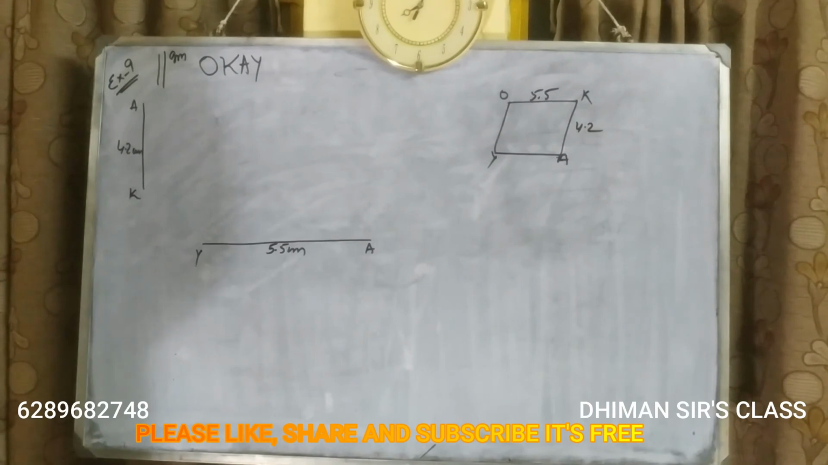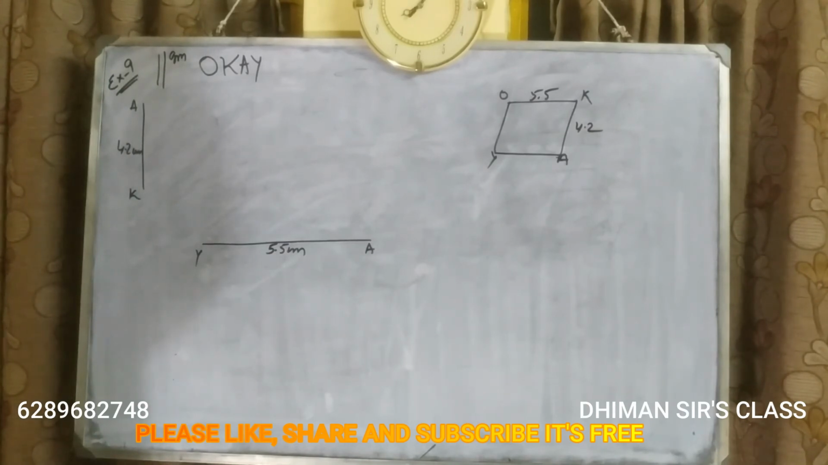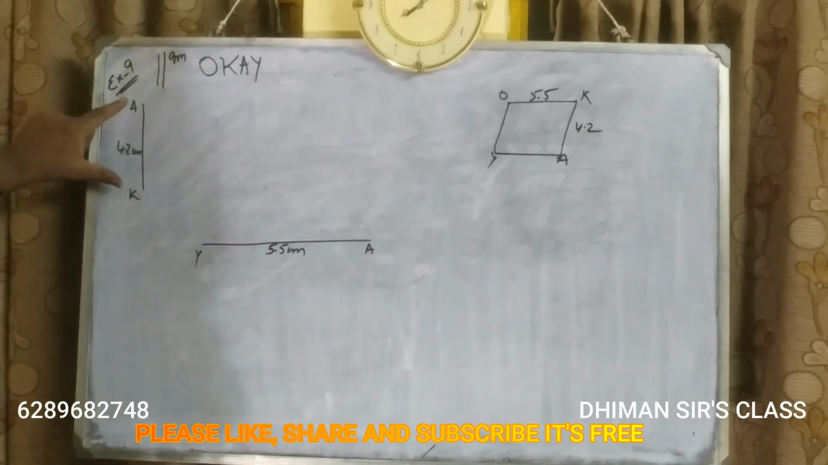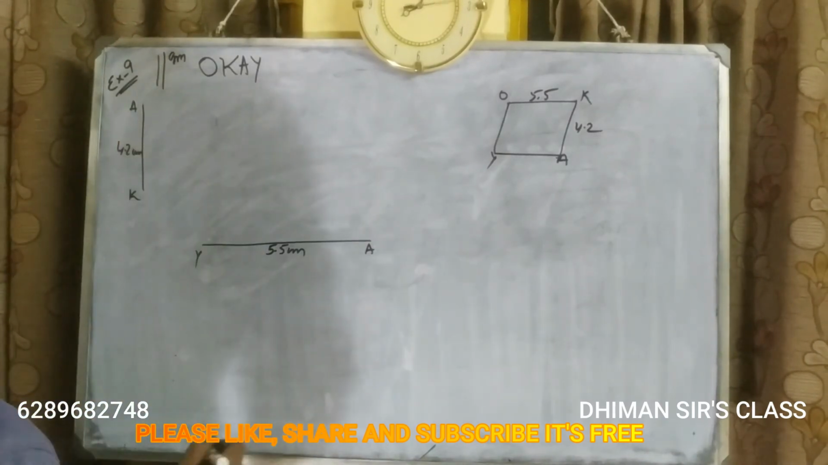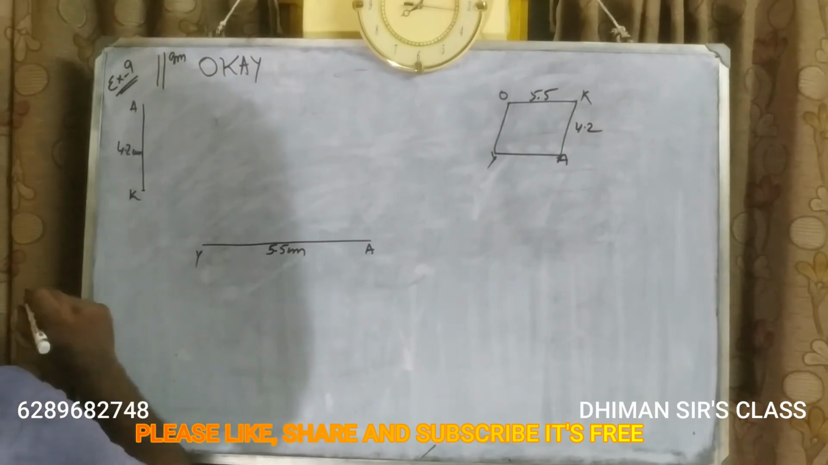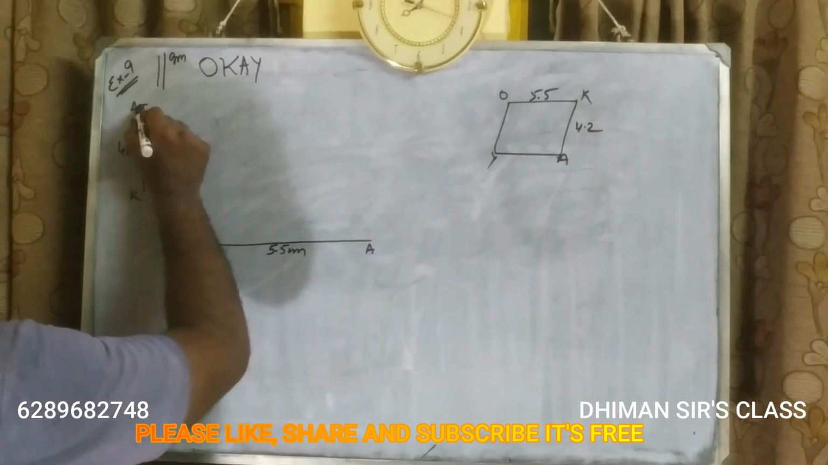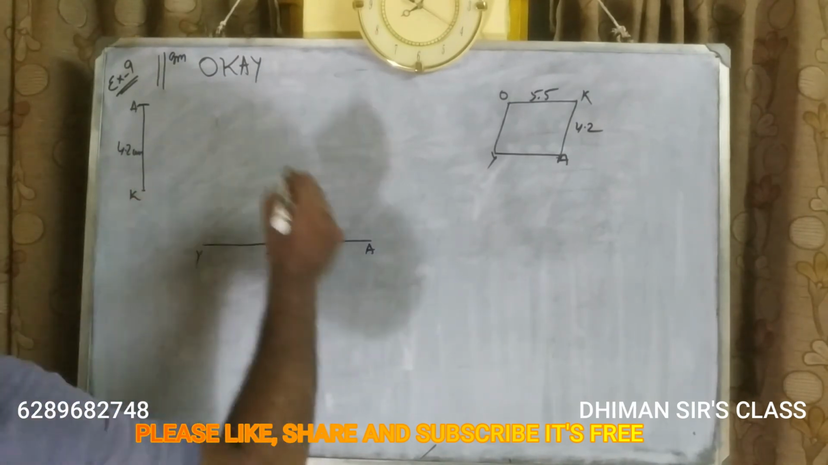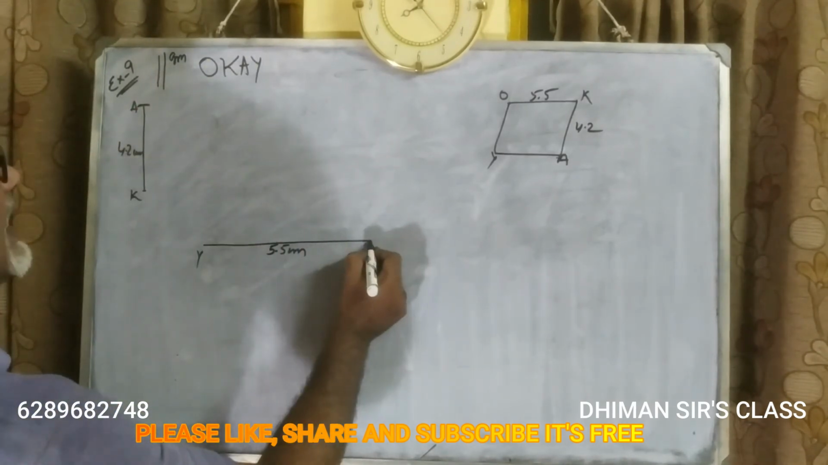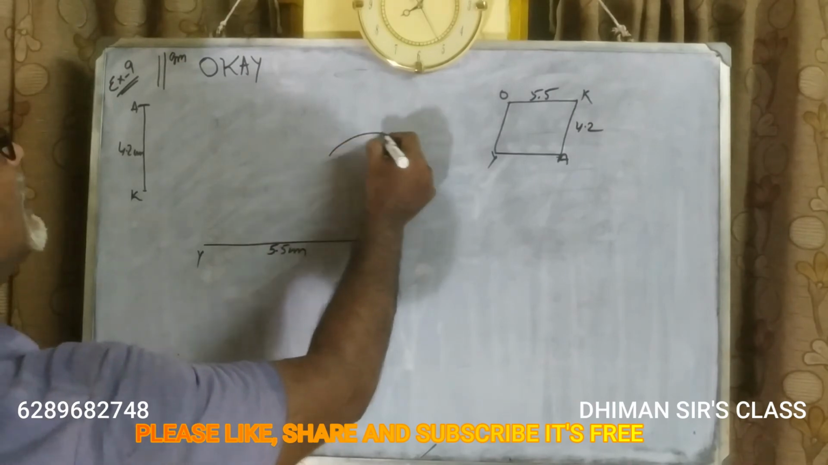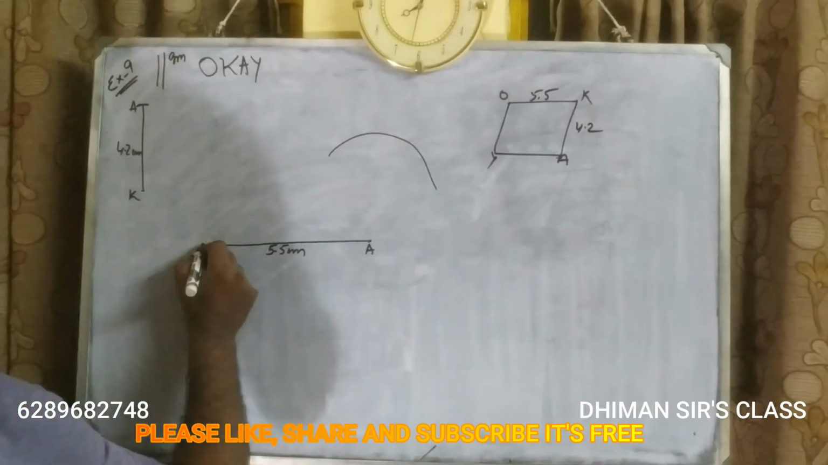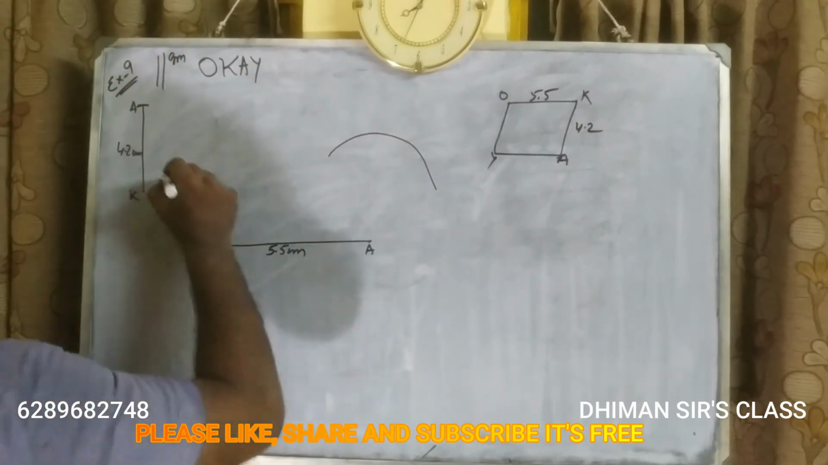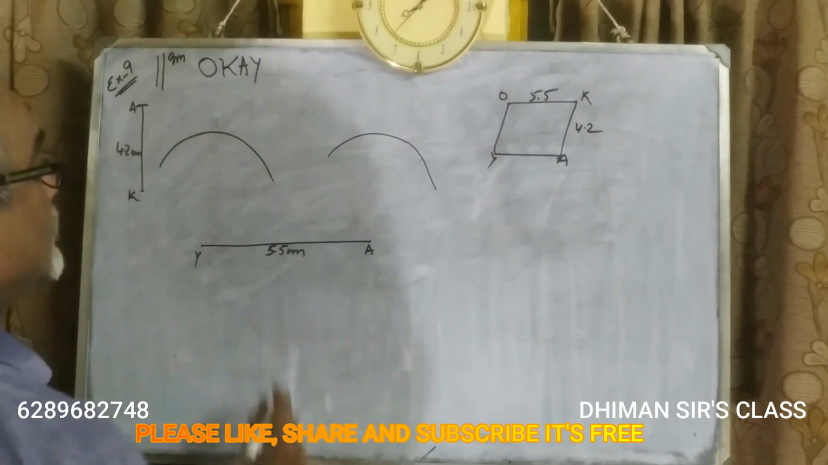Okay, students. Now we are given AK as what? 4.2. Put the needle at K. Take this measurement. Okay, and with the same measurement, put the needle here, draw an arc like this. Got it? And same, this side also will be the same. Put the needle here, same measurement, draw another arc.